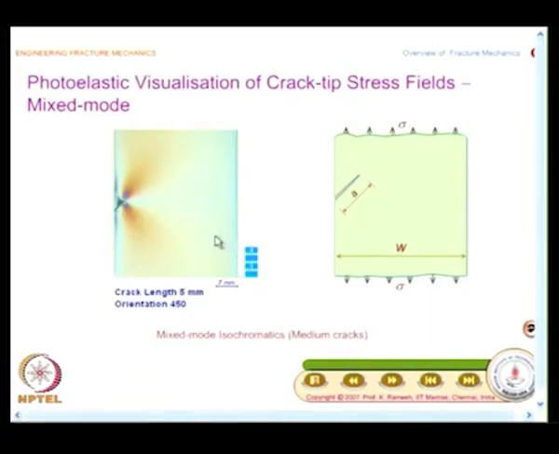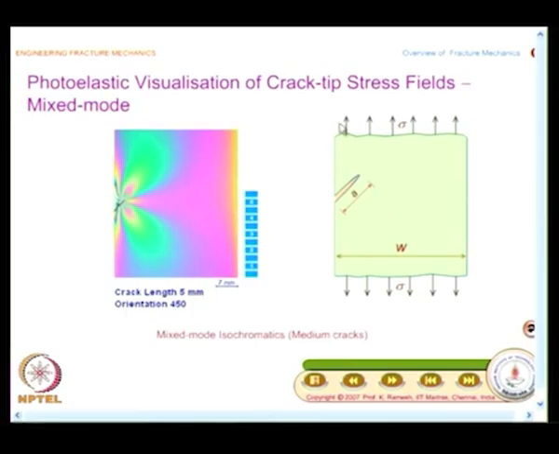Now, we would see what is seen in a mixed mode and look at the configuration of the crack in relation to the external loading. The crack is inclined and you have an axial loading applied, and you should also note down a few things. I have put the length of the crack as A. This is the symbol that we will be using in this course. And another important parameter is you represent the width by the symbol W.